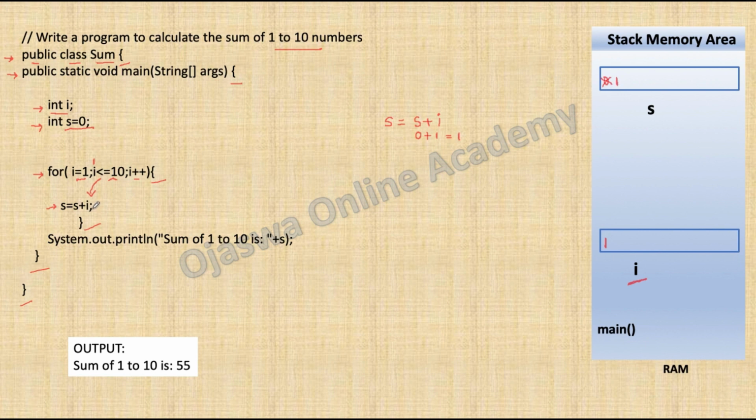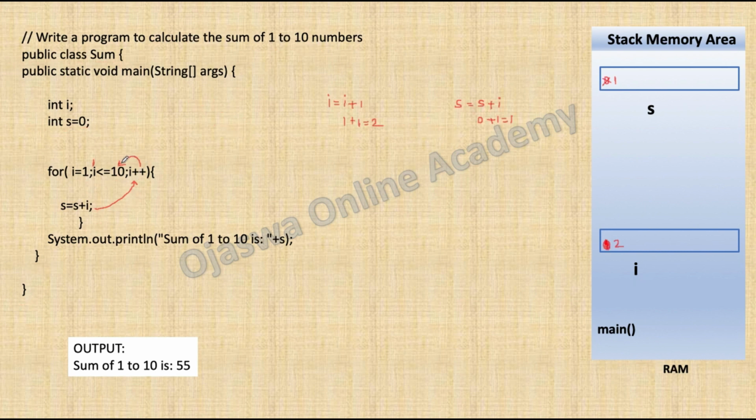From here, control of the program will go to the increment statement i equal to i plus plus. i plus plus is i equal to i plus 1. Now the value of i is 1 plus 1 is equal to 2. Now the updated value of i is 2. Hence inside the memory 1 will be replaced with 2. And now the updated value of i is 2.